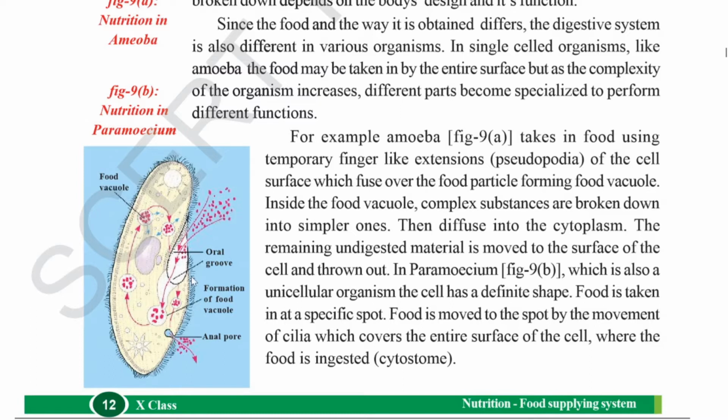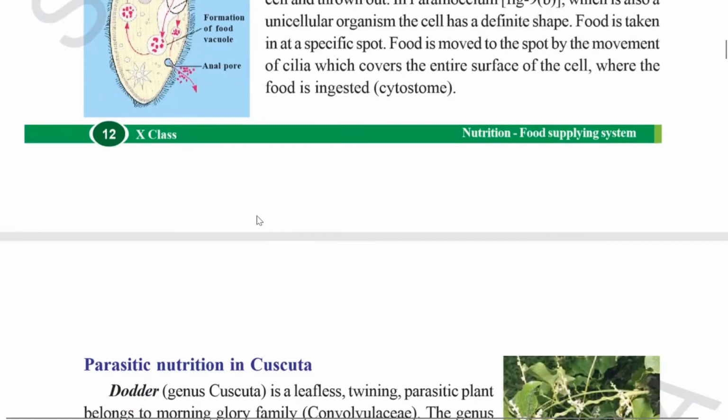So what helps to take food inside its body? The cilia just pass the food materials here, and it will just engulf it, and after the process of breaking down of the food material, it also has an anal pore from where the wastage is excreted out. And these are the formation of food vacuole, oral groove and a food vacuole. Okay, these are the reactions taking place.